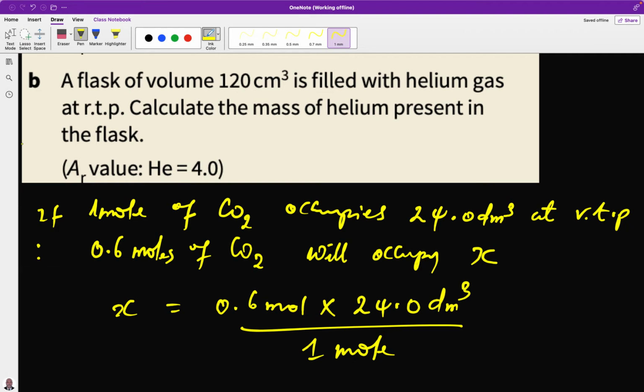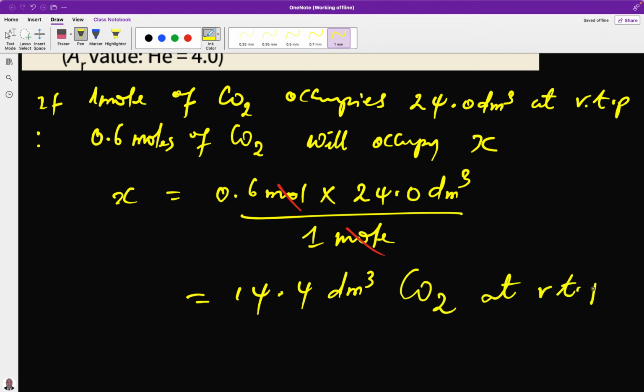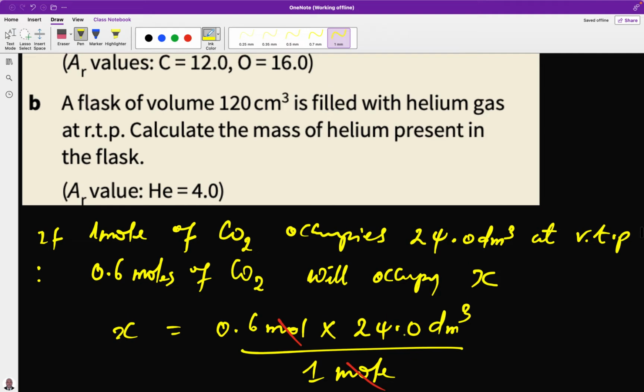So now if we cancel out this, you will see that the mole here will cancel the mole here, and the 0.6 times 24 will give us the volume of carbon dioxide, and that volume will be 14.4 dm cube of carbon dioxide at room temperature and pressure. So that is how you can get this type of calculation.